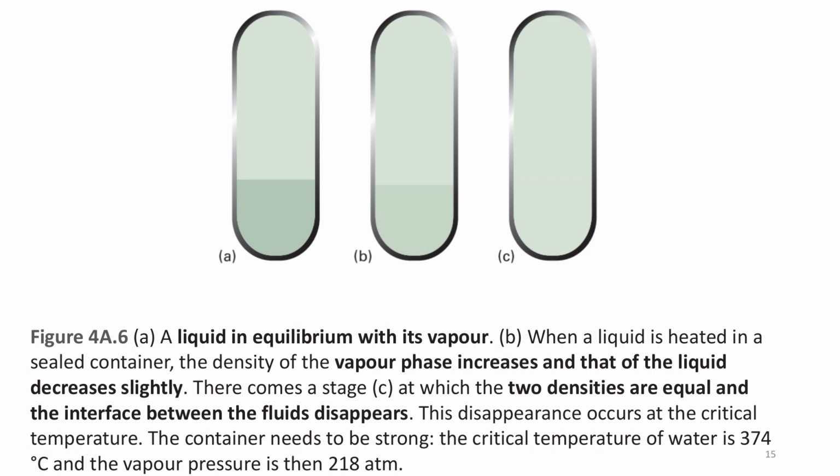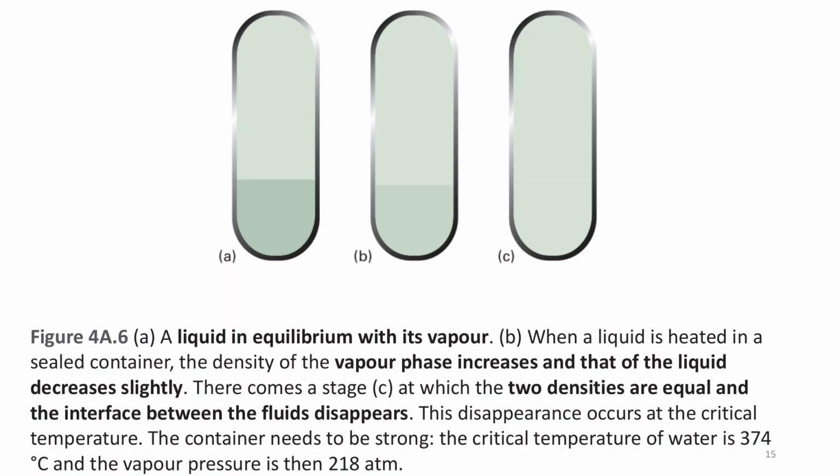The sequence of containers gives a molecular picture of approaching the critical point. Initially, a clear interface separates dense liquid below from dilute vapor above. On heating the sealed sample, more molecules occupy the vapor and the vapor density rises. Simultaneously, the liquid expands and its density falls.